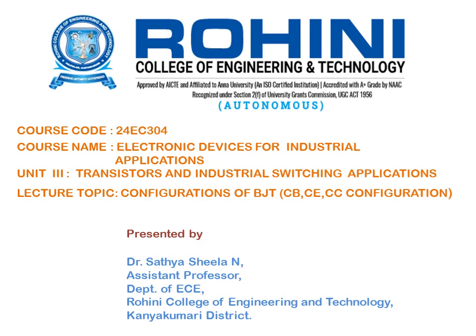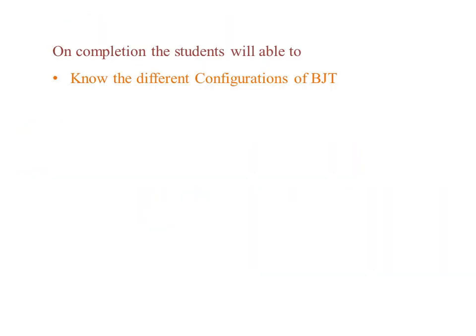I am Dr. N. Satyeshila from Department of ECE, Rohini College of Engineering and Technology. The course code is 24EC304 and the course name is Electronic Devices for Industrial Applications. Unit 3, Transistors and Industrial Switching Appliances. Lecture topic, Configurations of BJT, that is CB, CE, CC configurations. On completion, the students will be able to know the different configurations of BJT and their uses.